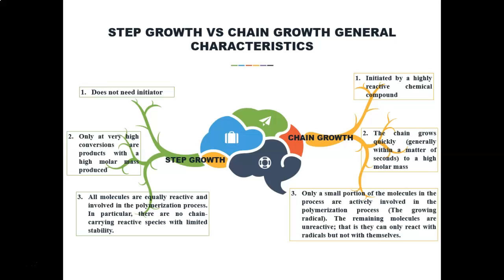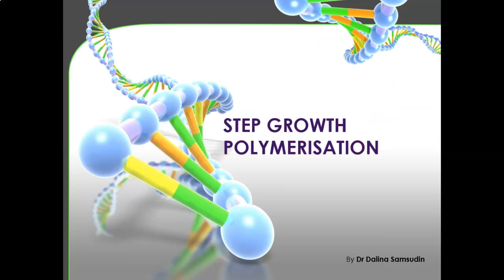And in step growth, all molecules are equally reactive and involved in the polymerization process. In particular, there are no chain-carrying reactive species with limited stability. In chain growth, only a small portion of the molecules in the process are actively involved in the polymerization process, the growing radical, and the remaining molecules are unreactive. That is, they can only react with radicals but not with themselves.